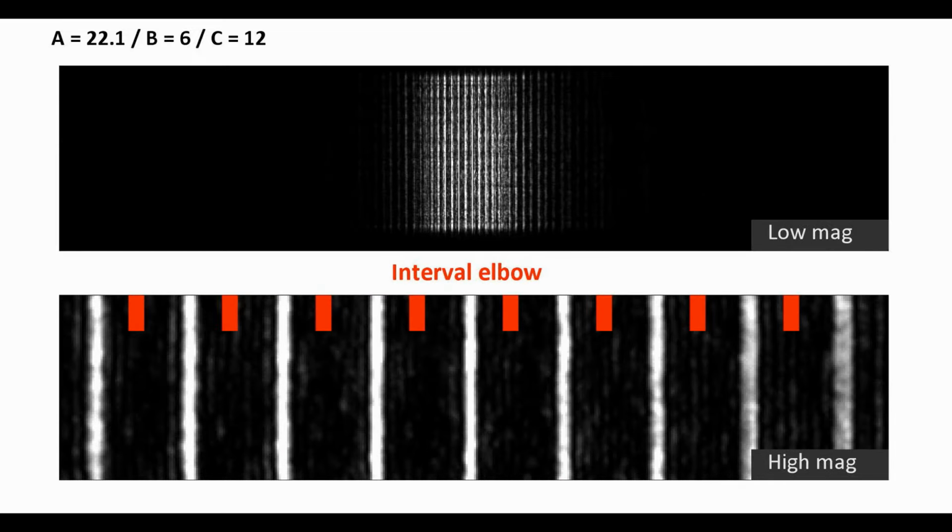Eventually, we reach the interval elbow, and we can see from the tick marks that the pattern is now back to the original pattern from the flat, except for an offset, which we're not concerned with. The interval elbow is conventionally thought of as the first of the Talbot images, also called the grating self-images.